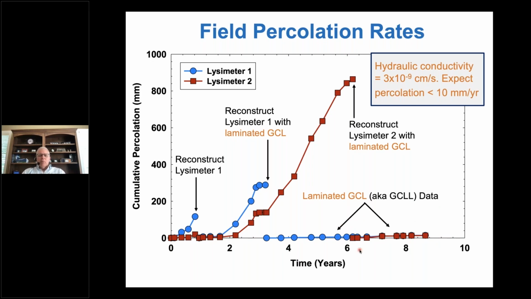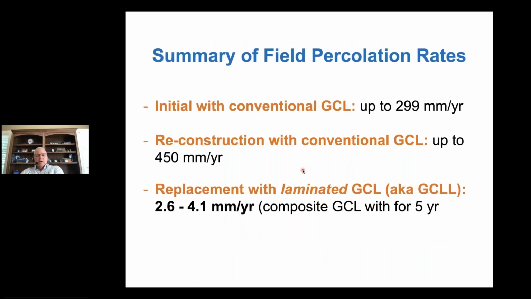So what happened here? What happened to the conventional GCL in lysimeters 1 and 2? And what are the lessons we can learn from that? Well, if we look at the data, again, with the conventional GCL, we're getting about 299 millimeters per year, as much as. That's a lot higher than 3, right? That's probably 100 times higher than expected. After it was reconstructed, up to 450 millimeters a year, so even higher, right? So clearly something's very amiss with the conventional GCL.